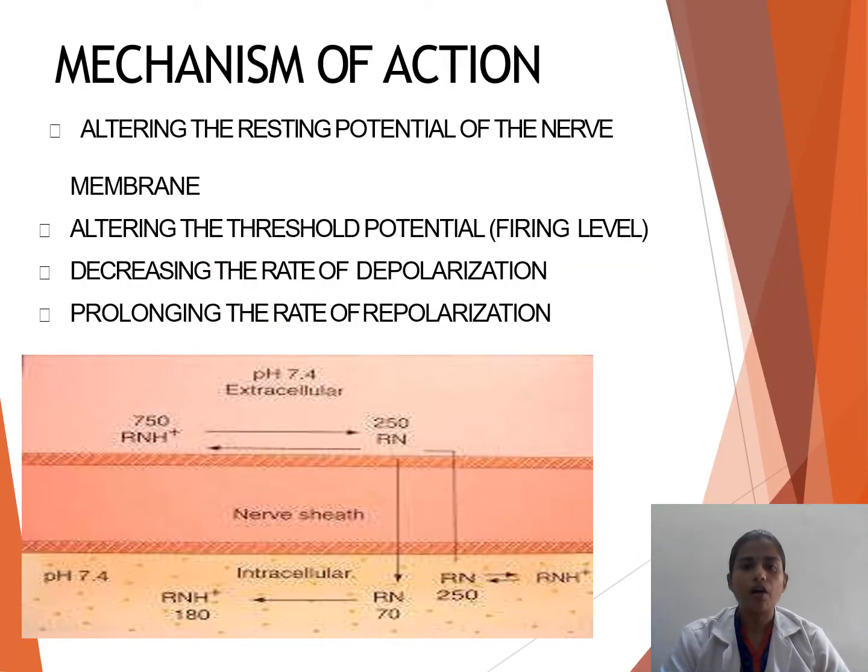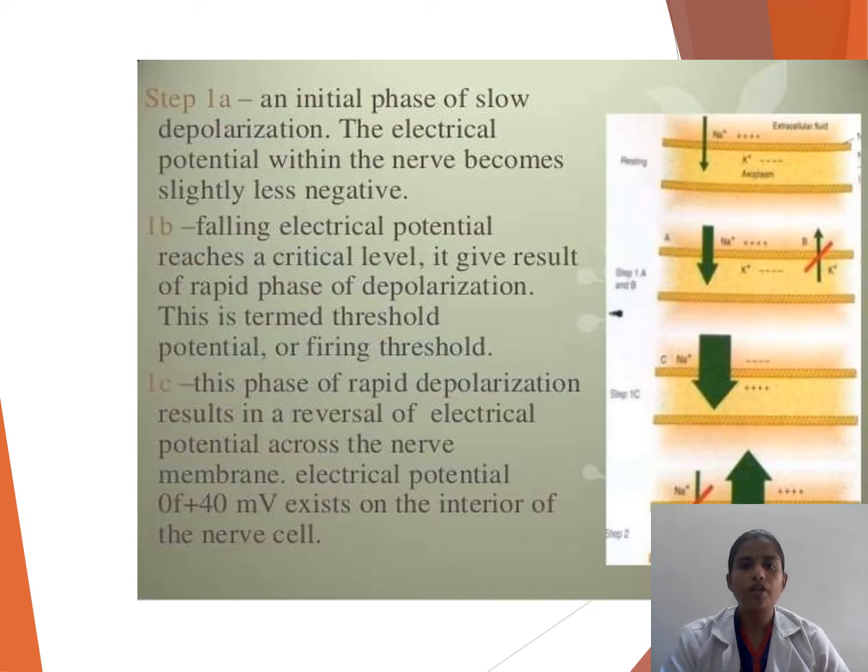Mechanism of action of local anesthetics: altering the resting potential of the nerve membrane, altering the threshold potential, decreasing the rate of depolarization, prolonging the rate of repolarization. In step 1A, an initial phase of slow depolarization, the electrical potential within the nerve becomes slightly less negative. 1B shows the falling electrical potential reaches a critical level. This results in a rapid phase of depolarization, termed the threshold potential or firing threshold. In 1C, this phase of rapid depolarization results in a reversal of electrical potential across the nerve membrane. An electrical potential of plus 40 millivolts exists on the inner surface of the nerve cells.